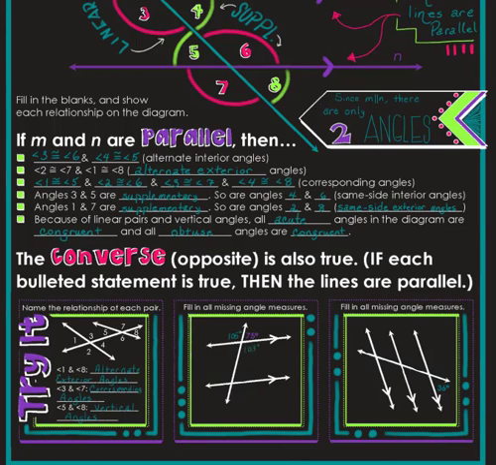Vertical angle, alternate interior, vertical angle, alternate interior, vertical angle. Here we have 36. So 180 minus 36 is 144. Vertical angle, alternate interior, vertical angle, alternate interior, vertical angle.